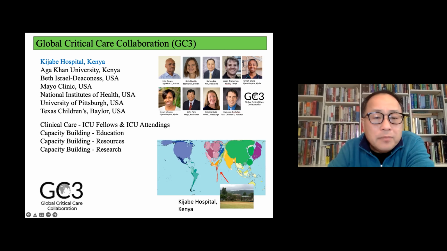And what we're hoping to do is to provide a constant stream of ICU fellows and ICU attendings to rotate through Kajabi Hospital on a consistent basis. And we are hoping to provide support for all of those activities, like I mentioned. But as part of that effort, we're hoping to provide roughly 1 year's worth of clinical coverage among the fellows and attendings, so that we can free up African physicians and clinical officers to start training in their research capacity building.